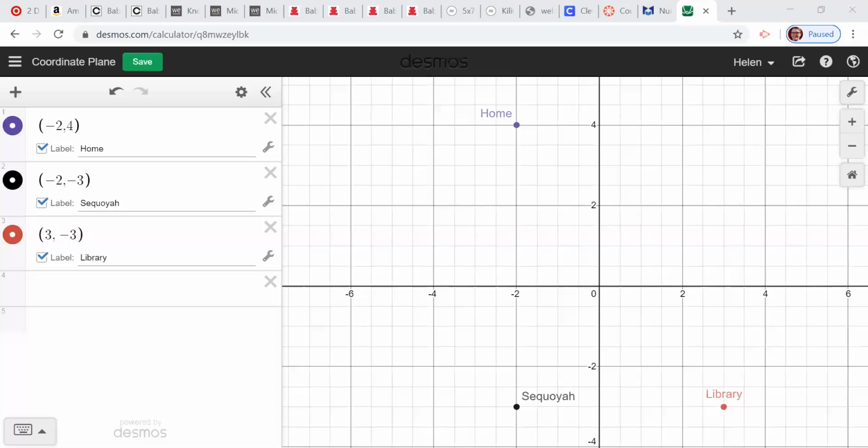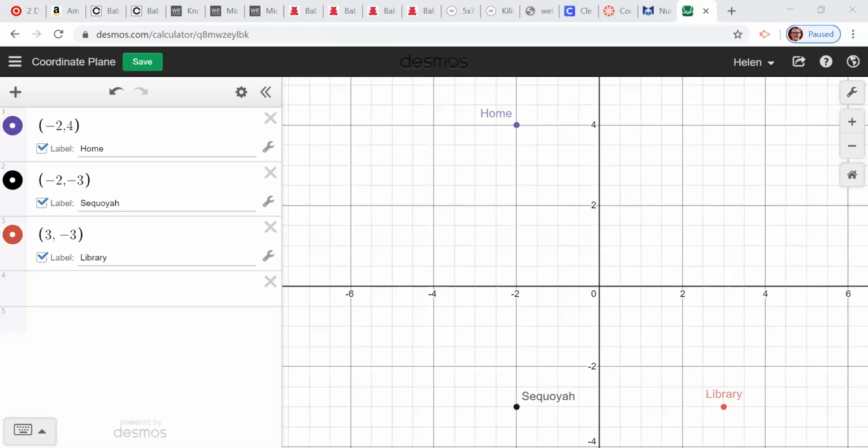Remember, our distances are always measured in positive numbers. You cannot be a negative number away from anything. Okay, so let's erase that. And we'll find the distance between Sequoia and the library.